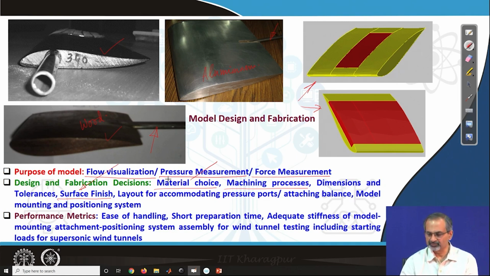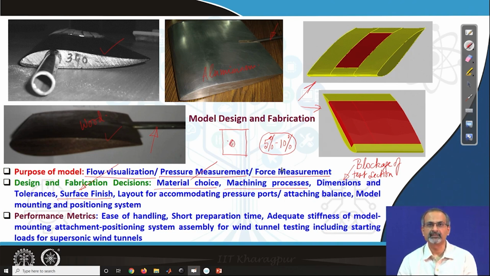So such things matter. The dimension of a model has a lot to do with what is called as blockage of test section. We are not allowed to block about maximum 5%, at the most 10% of the cross-sectional area of the test section. So if you have a square cross-section through which the flow is either moving into the plane or out of the plane, then only 5 to 10% at max of that region can be blocked with the model that you have inserted in the test section. Therefore, dimensions are extremely important. So are the tolerances, because you have to assemble many components and so on.